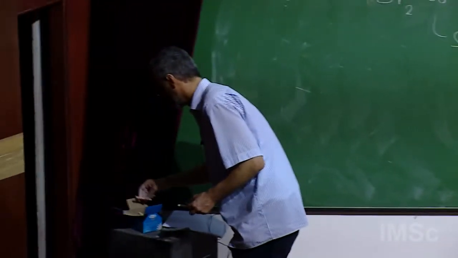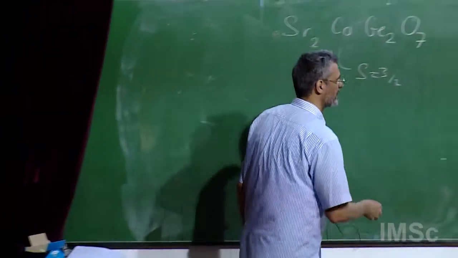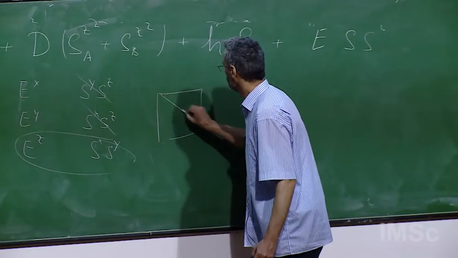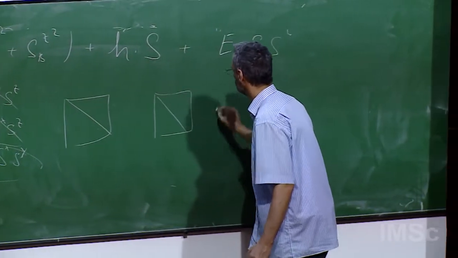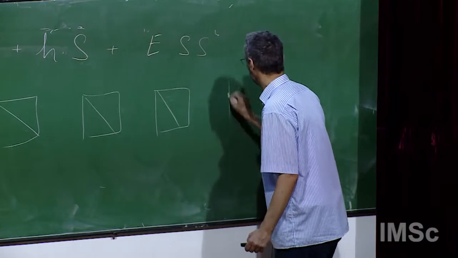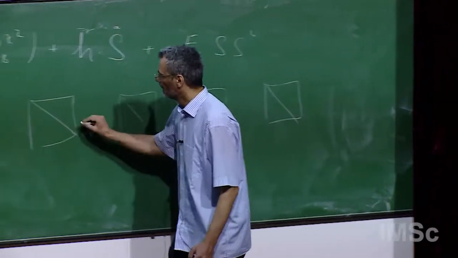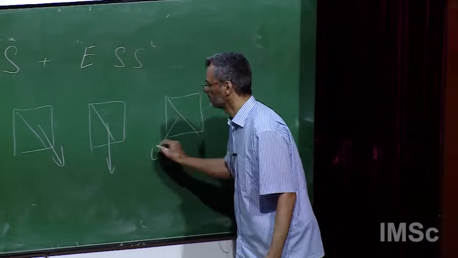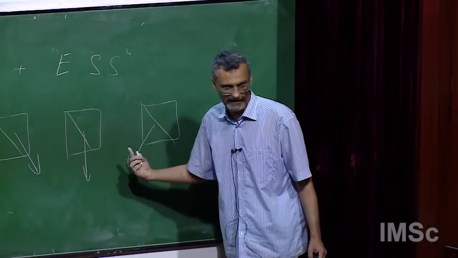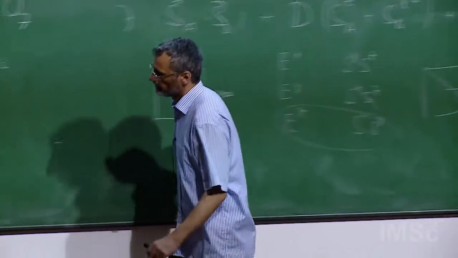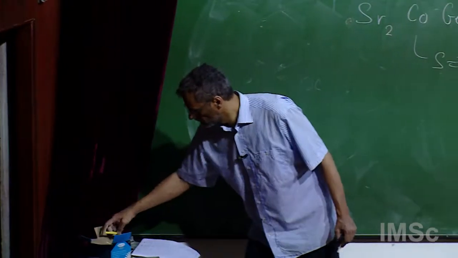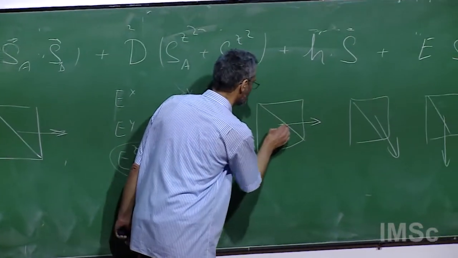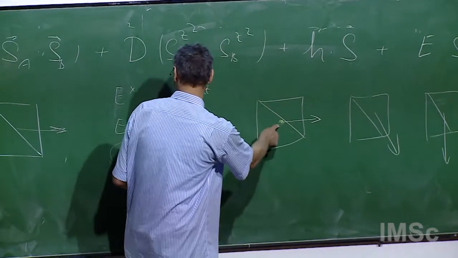So let's do it. Let's write here 1, 2, 3, 4. Direction of the spin like this, like this, like this, like this. So I'm rotating the spin in the plane. And with this green color, here there is no magnetic field, no electric polarization.